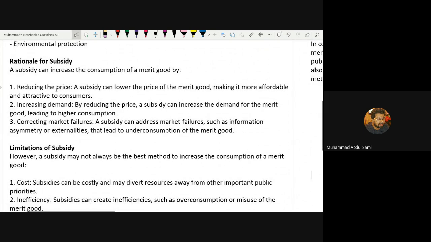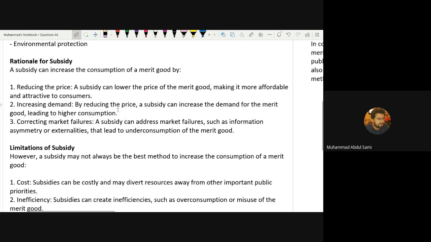You may refer to the demand supply model, that is the economic model. And yes, after having a subsidy, the supply curve would shift either to the right hand side or the left hand side. The supply curve would be shifted onto the right hand side. That's how we are able to see the lowering of the price. So a subsidy can lower the prices of the merit good, making it more affordable and attractive to consumers. I think point number one is very much clear. Increasing demand by reducing the price, a subsidy can increase the demand for the merit good, leading to higher consumption.